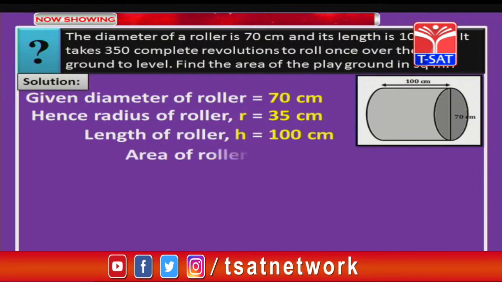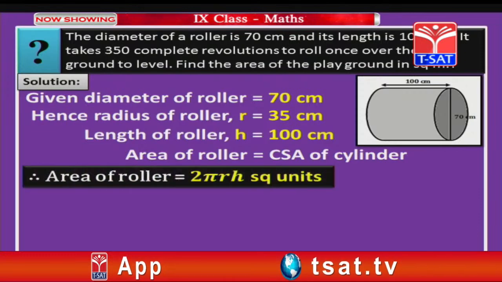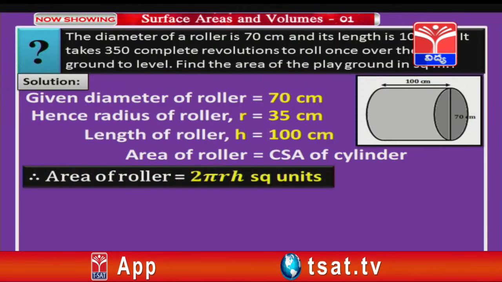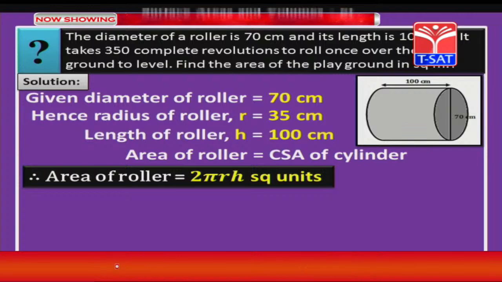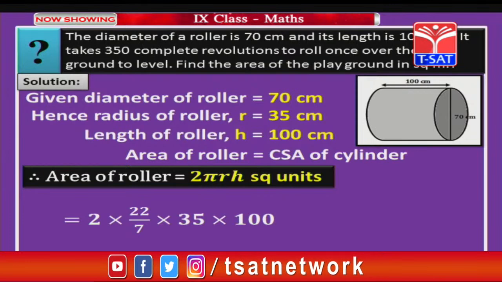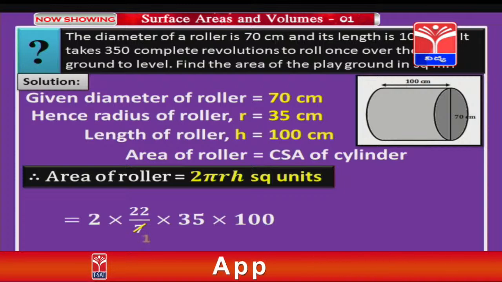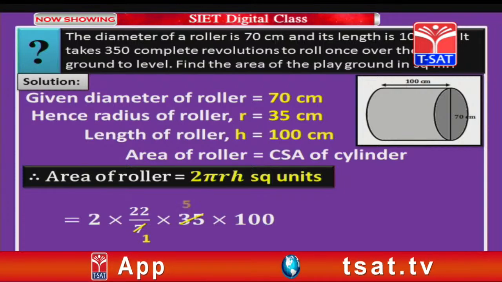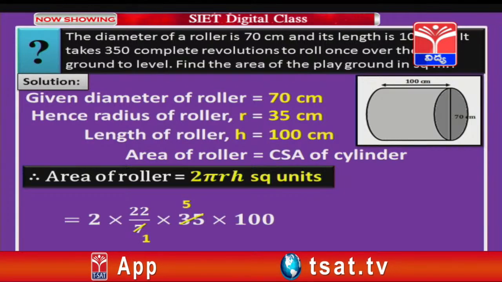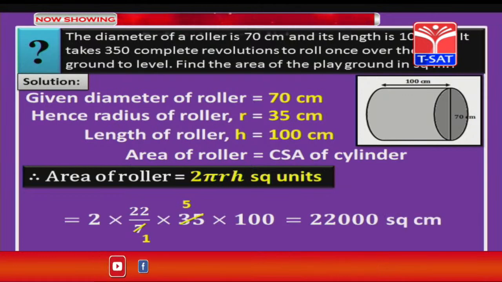Okay, children. Then the area of the roller is nothing but the curved surface area of a cylinder, and we already know the curved surface area of a cylinder is 2 pi r h square units. Let us substitute these values. So, 2 into 22 by 7 into r, which is 35, into height, that is the length 100. On cancelling, 7 goes 1 time and in 35 it goes 5 times. So, what do we get, children? Yes, we get 22,000 square centimeters.